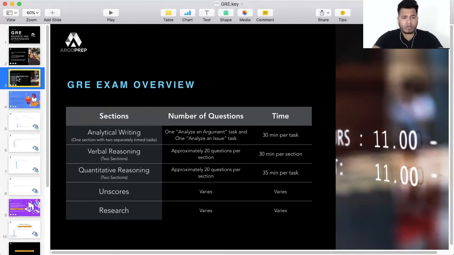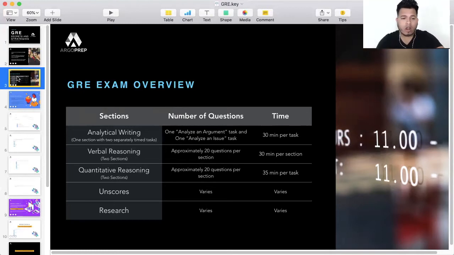So let's go ahead and review the sections. In analytical writing, you have 2 tasks: analyze an argument and analyze an issue. This is a quantitative reasoning webinar, so I won't be going over that, but you need to understand the difference between the two. They're very important. You have 30 minutes per task. As soon as you finish your essays, you move on to either the verbal reasoning section or the quantitative section.